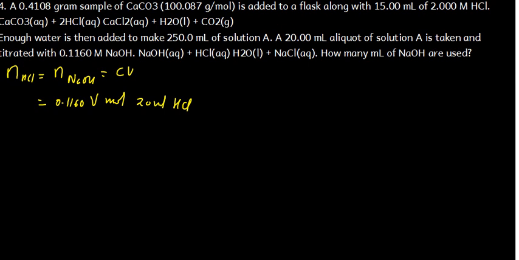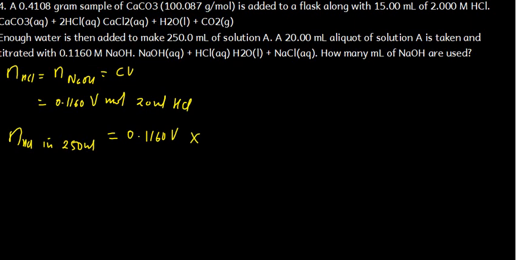Now we are going to go back. From this we have found the number of moles in 20 milliliters, but remember we first made up 250 milliliters of solution A, and from this we only took a portion, which is 20 milliliters. So we're going to find how many moles of hydrochloric acid are in the 250 milliliters. That will be equal to the same number of moles of hydrochloric acid which are present in 20 milliliters.